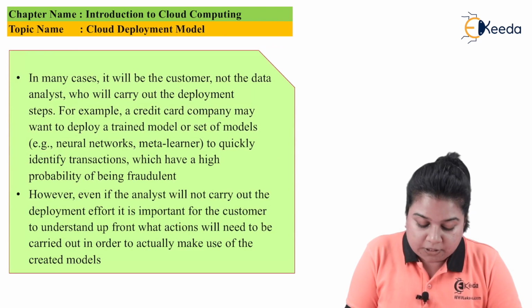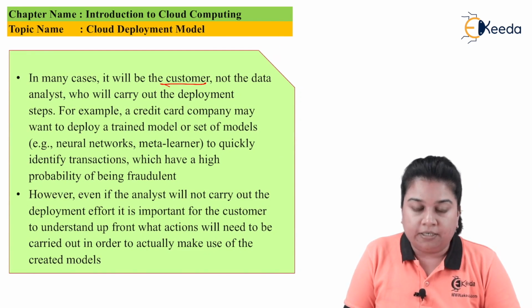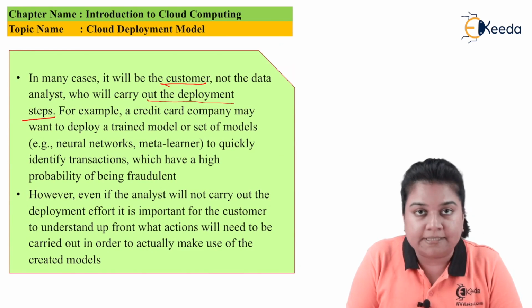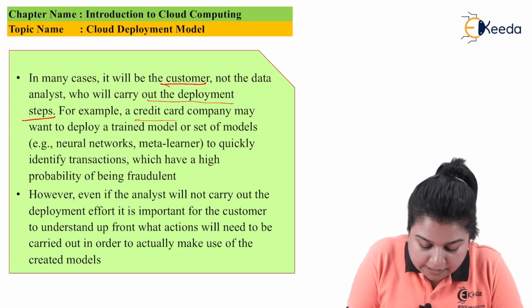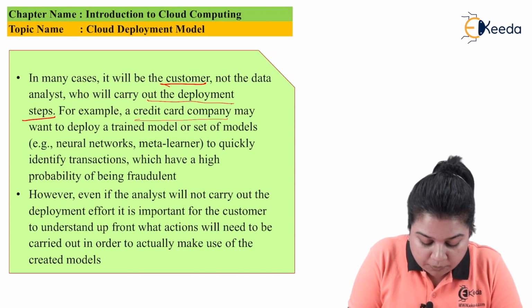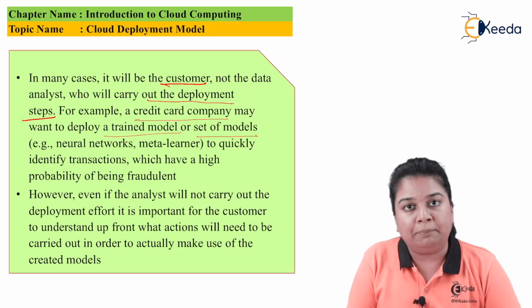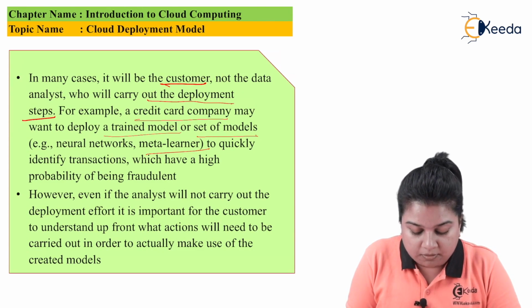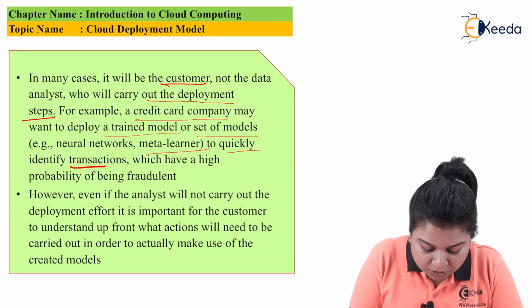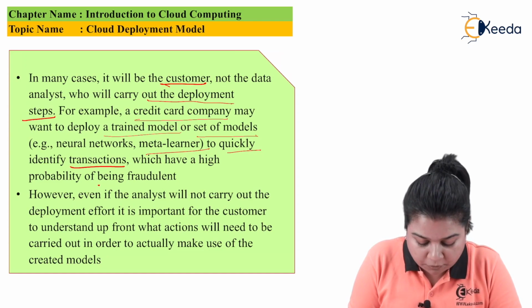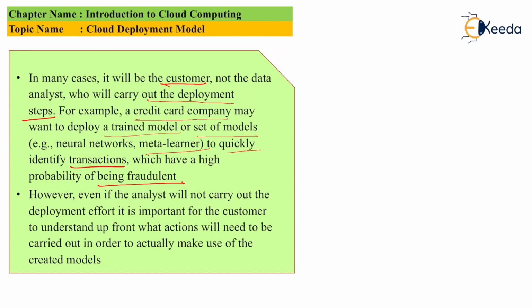In many cases, it will be the customer and not the data analyst who will carry out the deployment steps. For example, a credit card company may want to deploy a trained model or set of models, for example, neural networks or meta learners, to quickly identify transactions which have a high probability of being fraudulent. However, if the analyst will not carry out the deployment effort, it is important for the customer to understand upfront what actions will need to be carried out in order to actually make use of the created models.